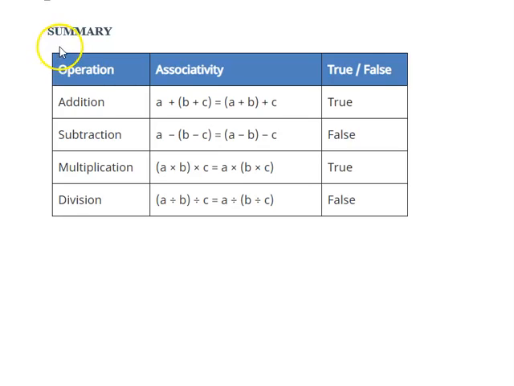Now we'll summarize all the 4 operations. So associative property of addition is satisfied. Associative property of subtraction is not satisfied. Associative property of multiplication is satisfied. And associative property of division of rational numbers is not satisfied.